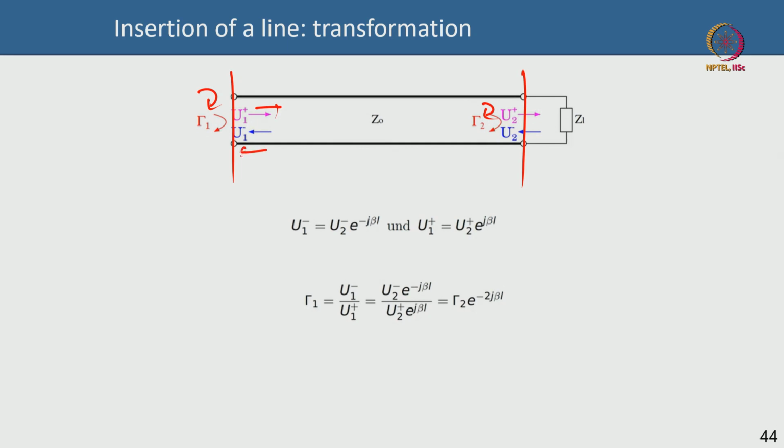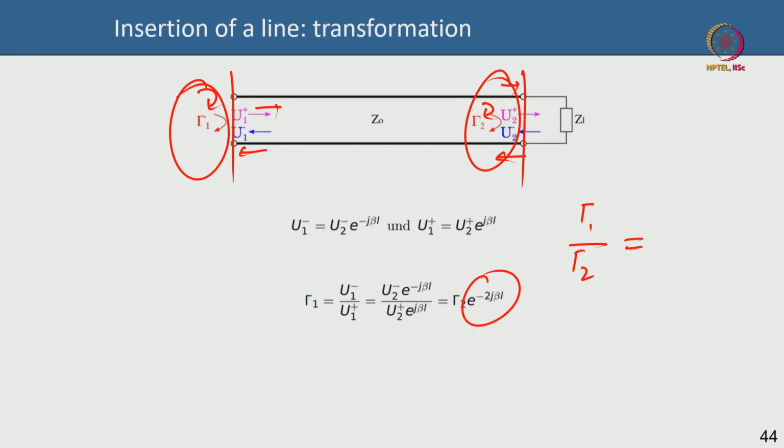U1 minus, how much is outgoing, U1 plus, how much is coming here U2 plus, how much is going here U2 minus, you do some math based on whatever we talked, and you can find out the ratio of gamma 1 by gamma 2, which is the reflection coefficient here divided by the reflection coefficient I am seeing here. That ratio turns out to be this, which is e to the power minus j 2 beta l. You see that the magnitude has not changed.